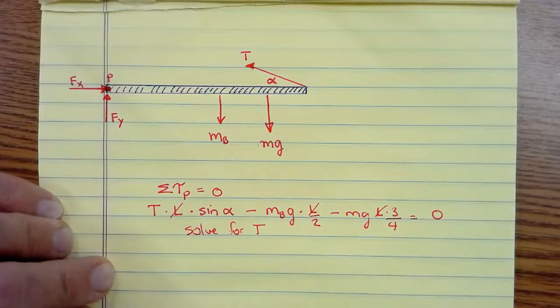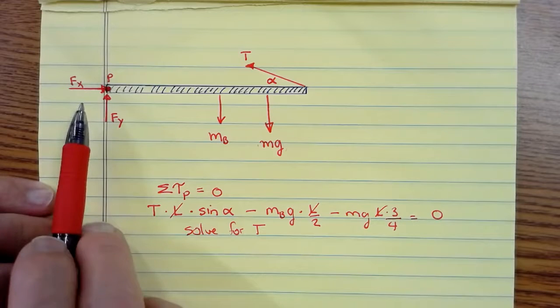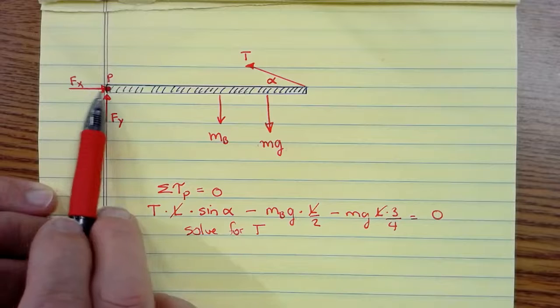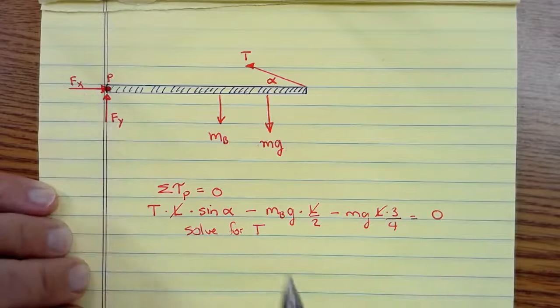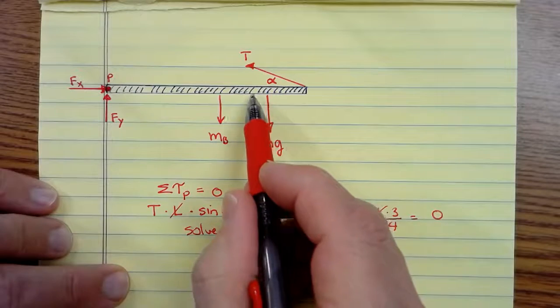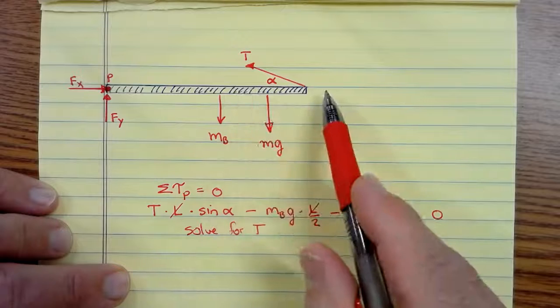for T. Now, part B of the question asks, what is the horizontal force applied on the beam from the wall? So we're basically trying to find F of x. So you can't really use any point on the bar as a pivot, because F of x goes straight through the bar, so the radius will always be 0.